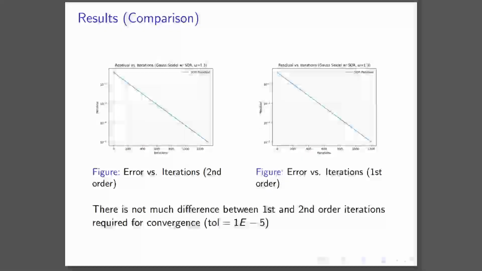Here, for our error for the second order on the left-hand side versus first order on the right-hand side, we see that both methods are convergent, and both take roughly the same number of iterations. However, for second order, each iteration takes a significantly longer time than the first order, because you're considering 3 sets of neighbors rather than 1 set.